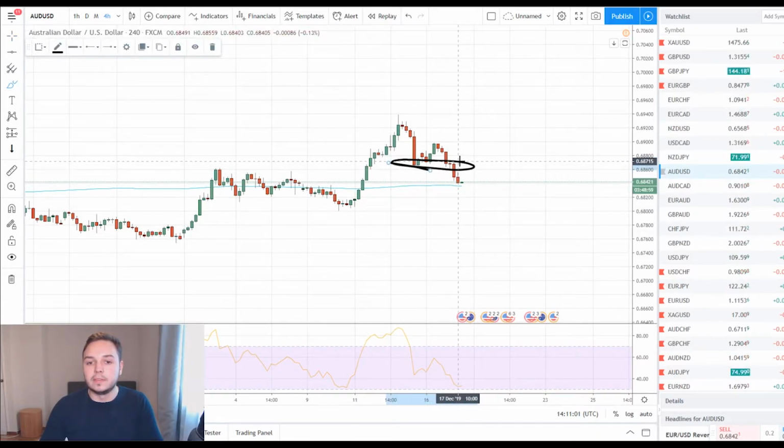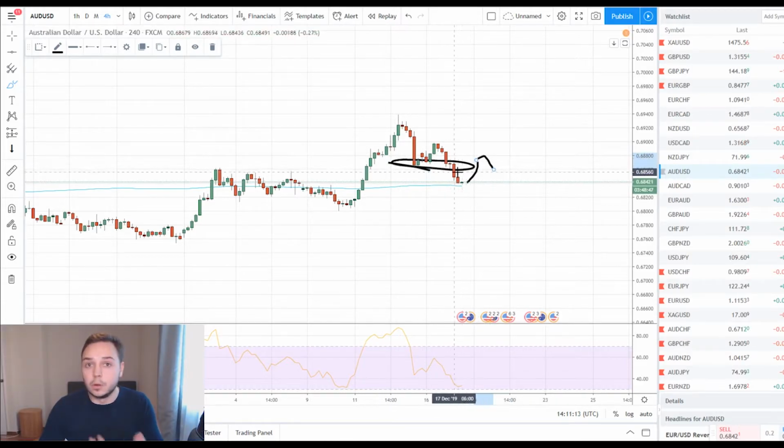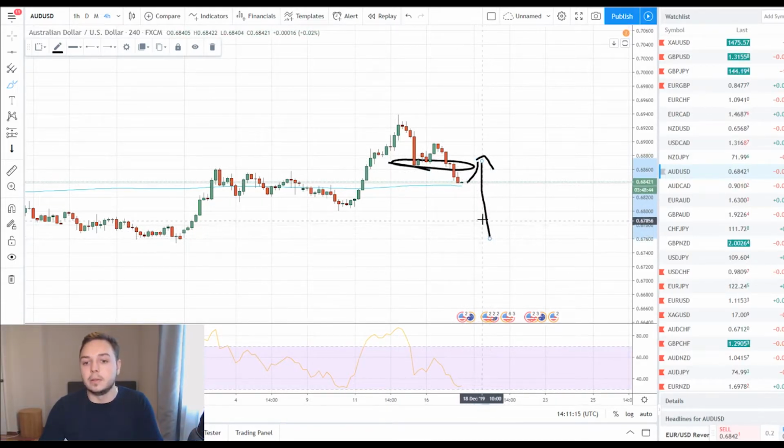because it's the level of sensitivity which was previously respected. Obviously it broke out now, but it usually comes back up to this previous sensitivity level and then goes back down again, pushing another lower low. That's how you enter the trade.